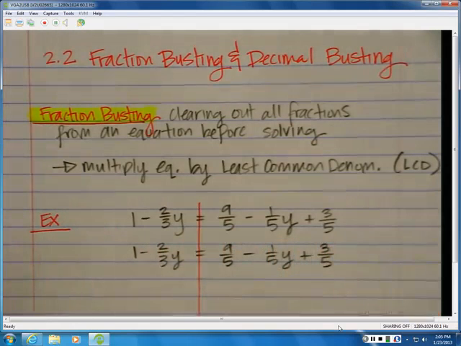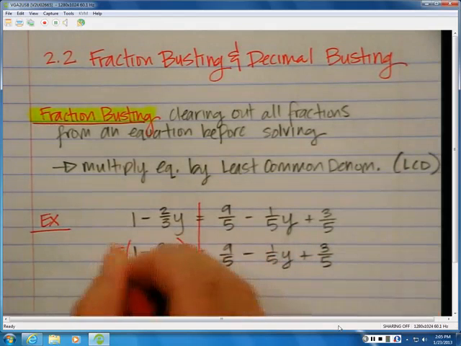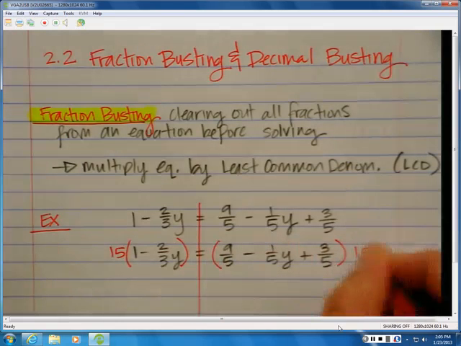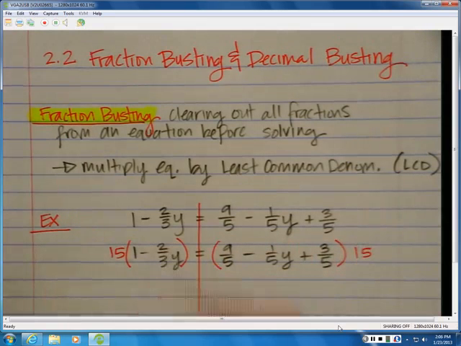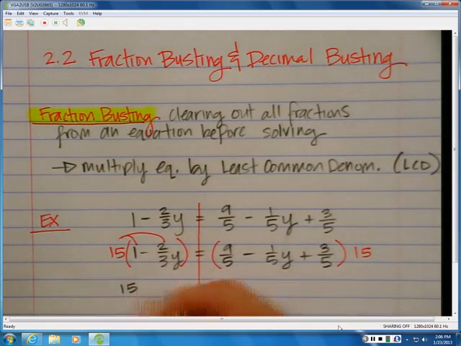So what I'm going to do to this equation is multiply both sides by the least common denominator, which is 15. Now, I'm going to distribute this 15 to every single term. 15 times 1 is 15. 15 times negative 2/3. Notice I didn't simplify it yet. I just want to show that I'm multiplying this 2/3 here by 15.